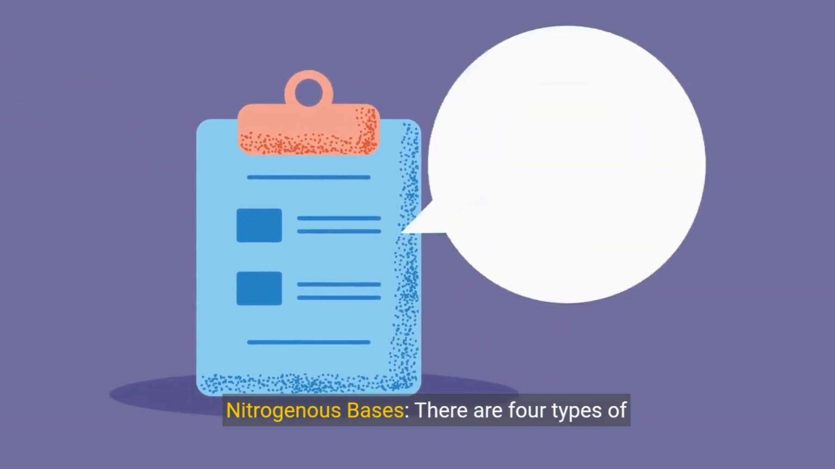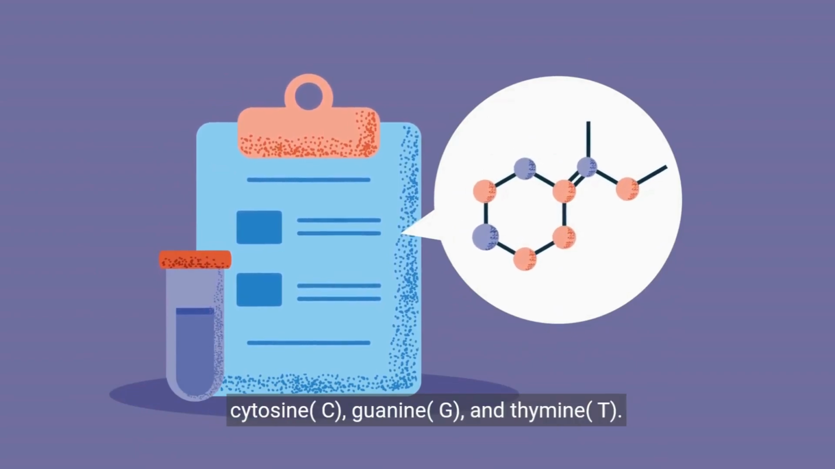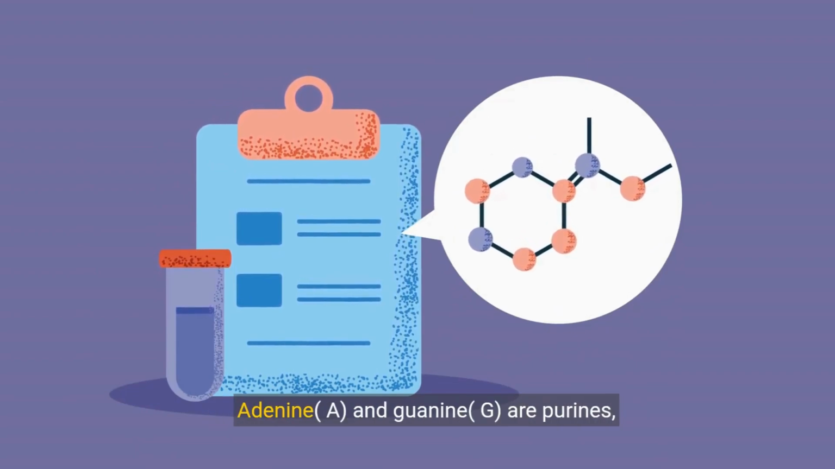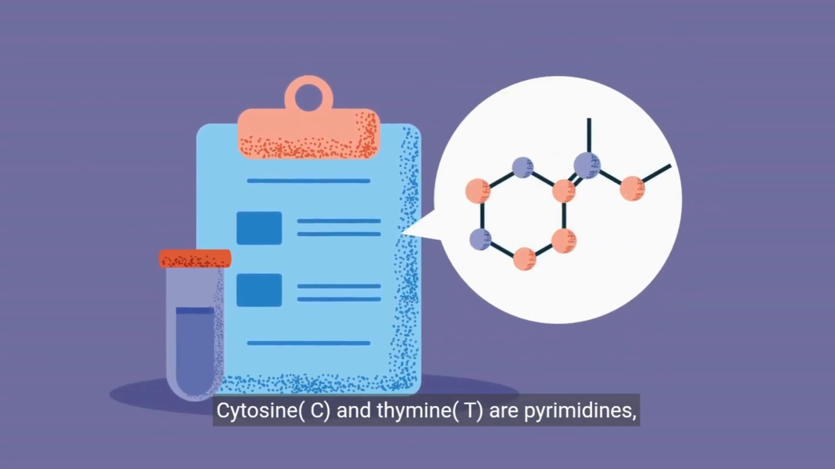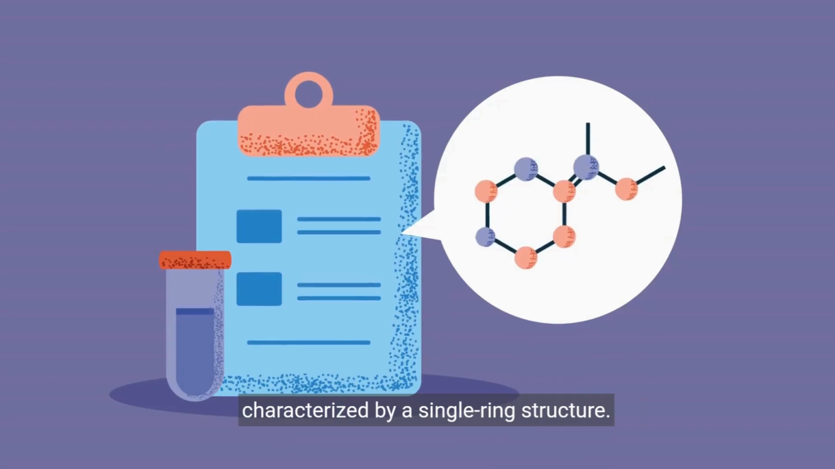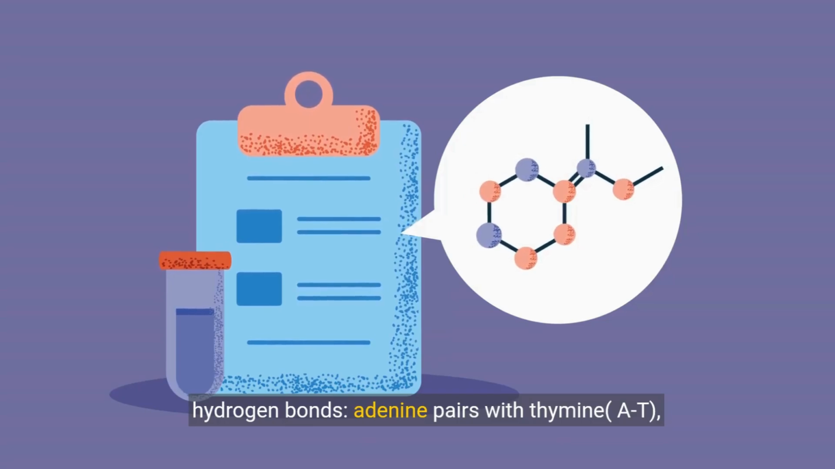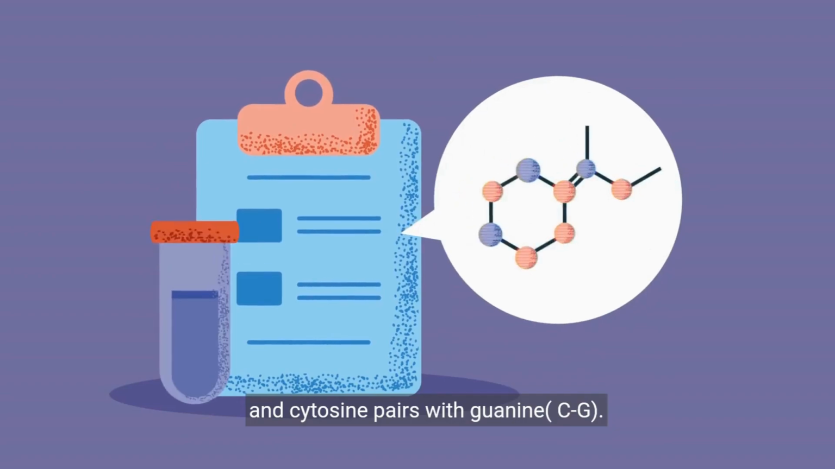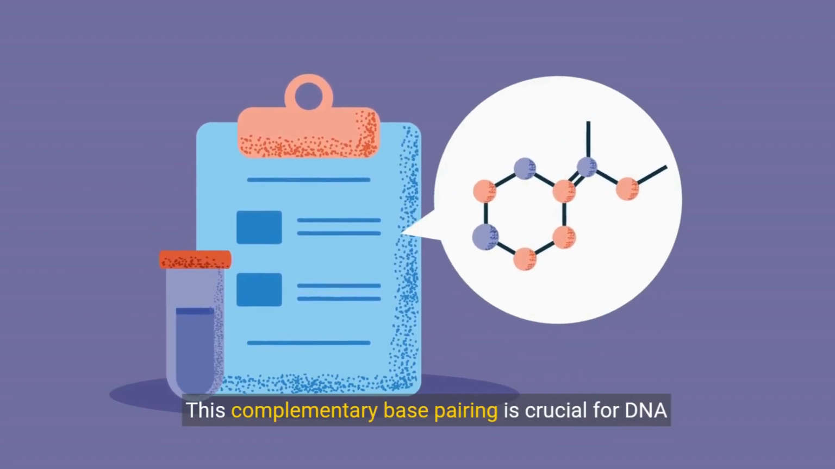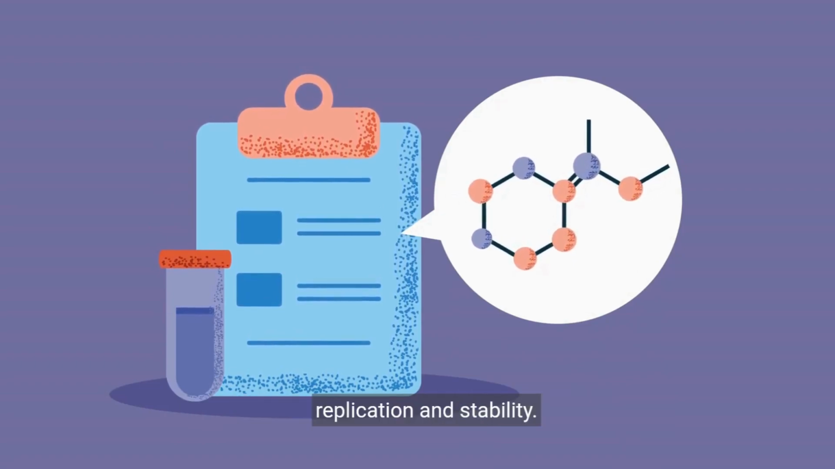Nitrogenous bases. There are 4 types of nitrogenous bases found in DNA: adenine A, cytosine C, guanine G, and thymine T. Adenine A and guanine G are purines, characterized by a double ring structure. Cytosine C and thymine T are pyrimidines, characterized by a single ring structure. The nitrogenous bases pair with each other through hydrogen bonds. Adenine pairs with thymine, AT, and cytosine pairs with guanine, CG. This complementary base pairing is crucial for DNA replication and stability.